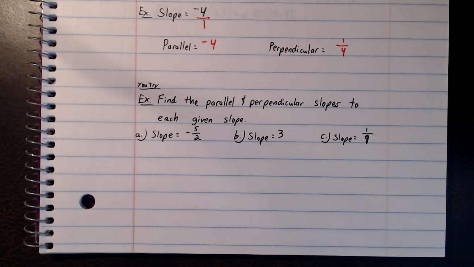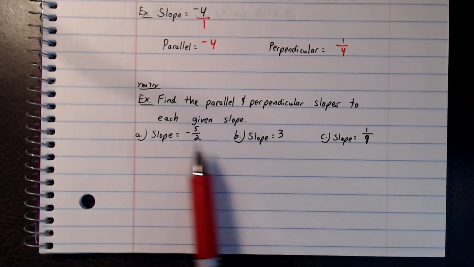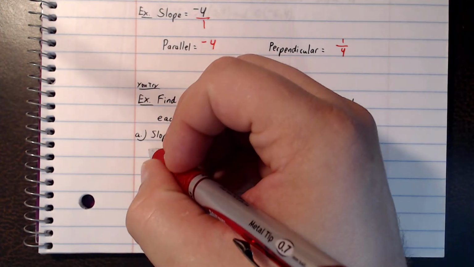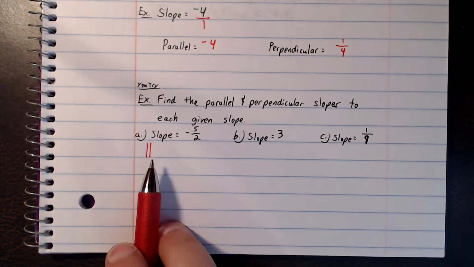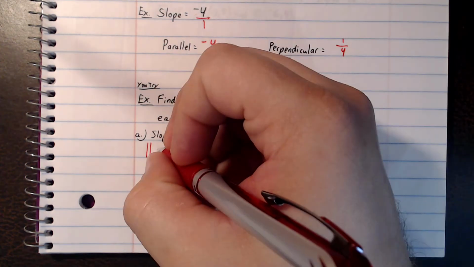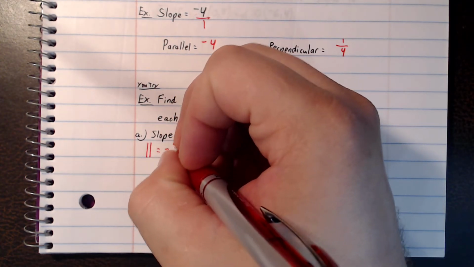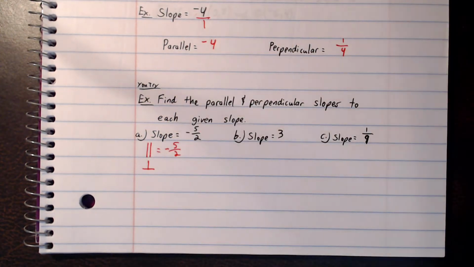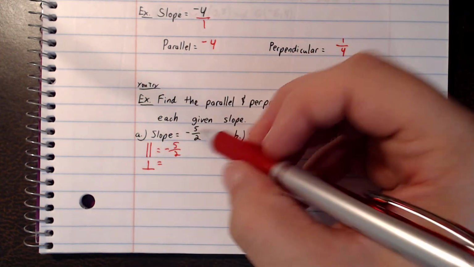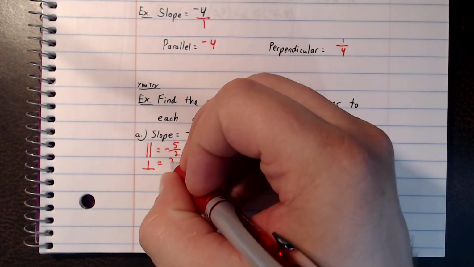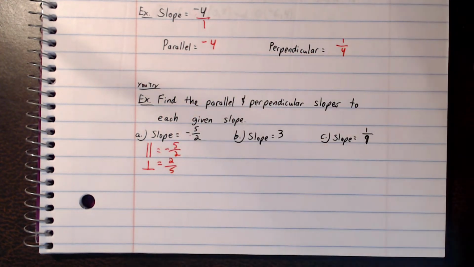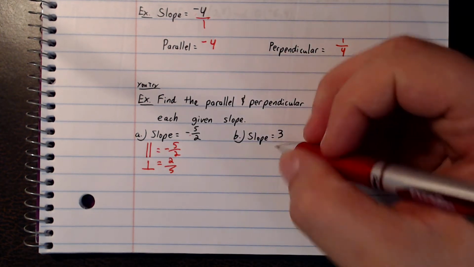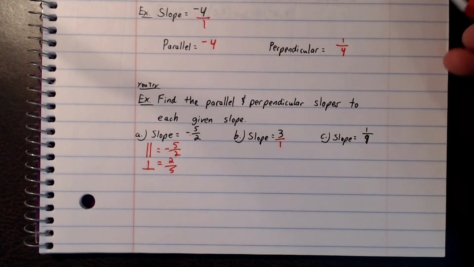Alright, let's check them out. Slope here is -5 over 2. So if we want parallel, we're going to use the signs, right, the little symbols, parallel. It should be the same, -5 over 2. If we want perpendicular, we want the opposite sign, so it would become positive, and then reciprocal or flip fraction, 2 over 5. For B, I'm going to quickly put this over 1.